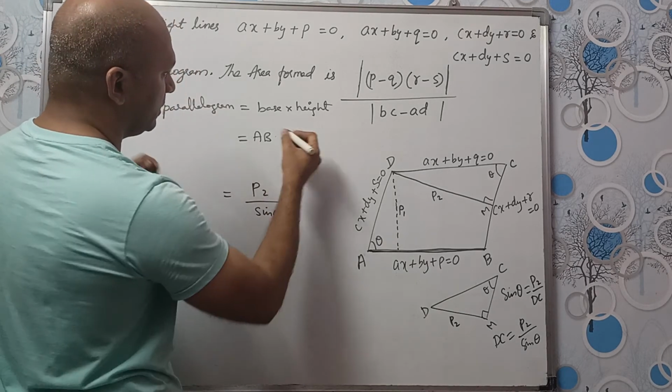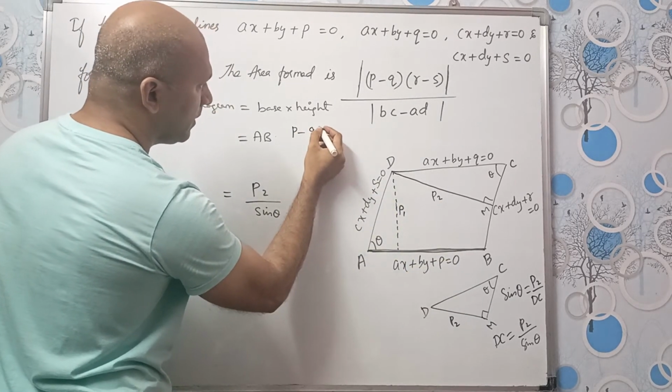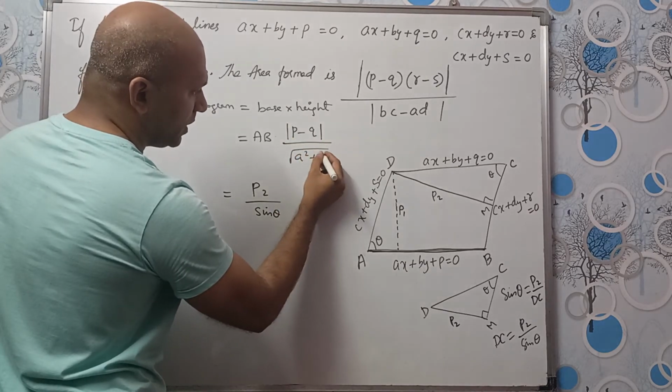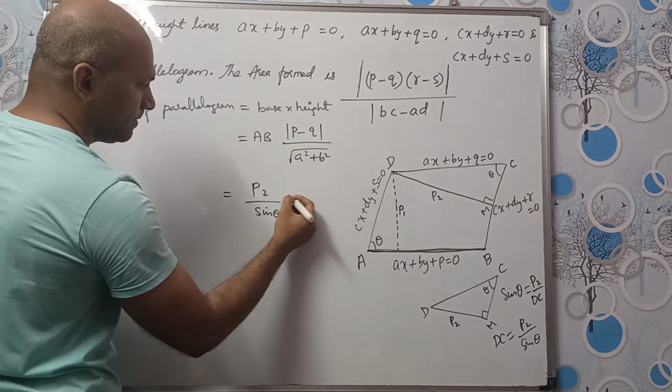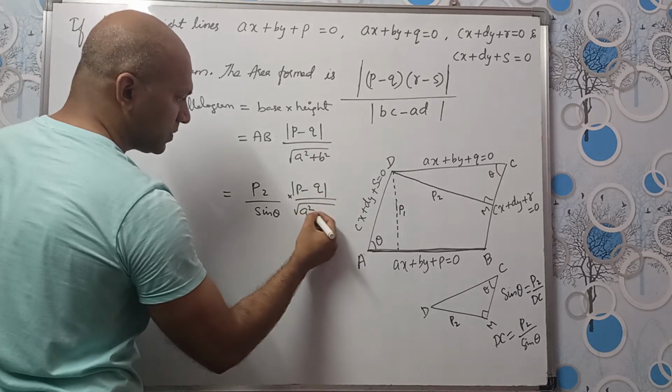Oops, I deleted this, right? This was what? P minus Q modulus, root of A square plus B square. P minus Q divided by root of A square plus B square.